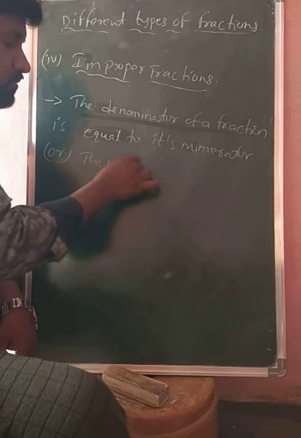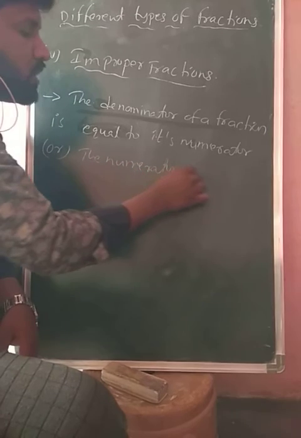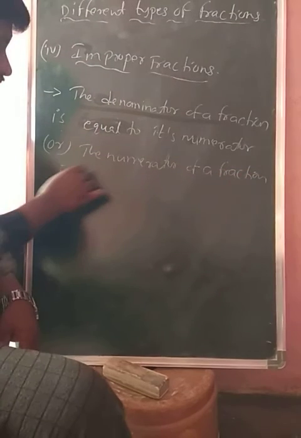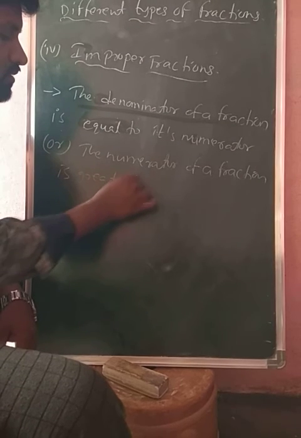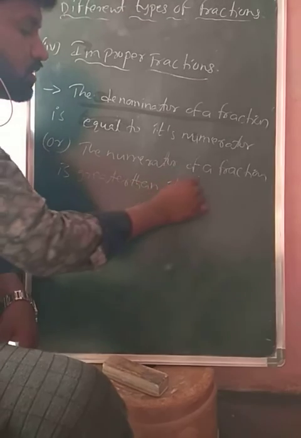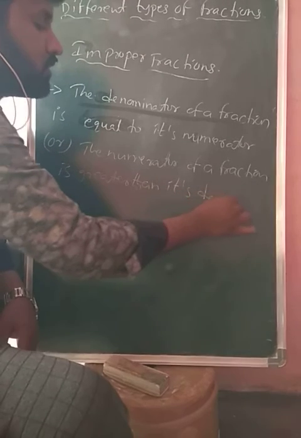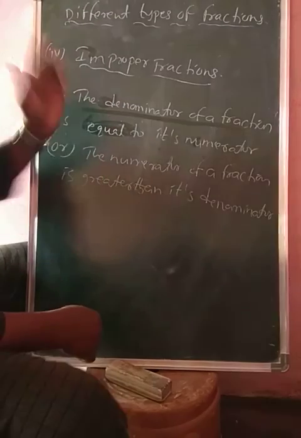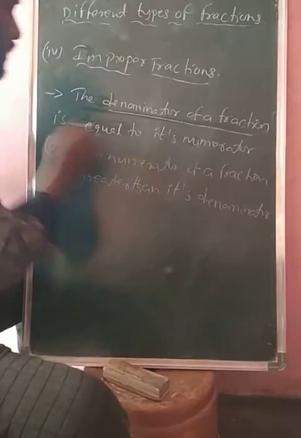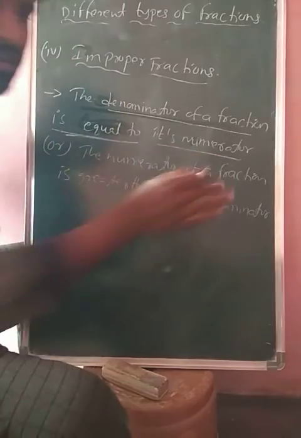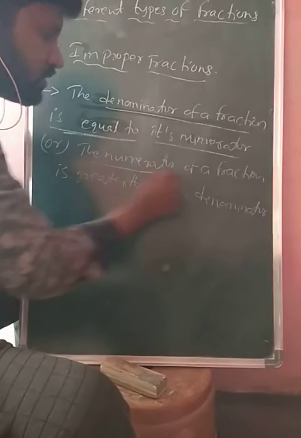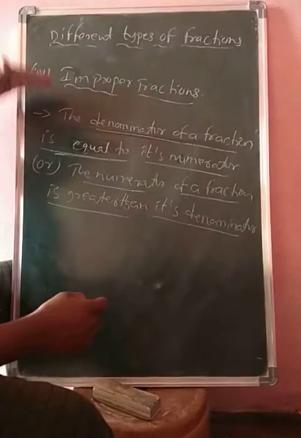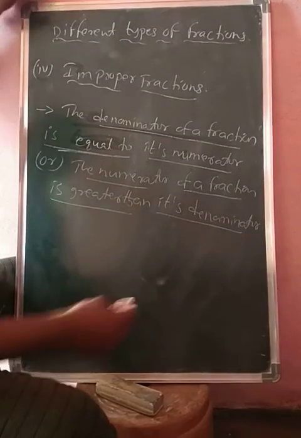or the numerator of a fraction is greater than its denominator. Okay? What is the condition? The first one is the denominator of a fraction is equal to its numerator, or the numerator of a fraction is greater than its denominator. That is an improper fraction. See now examples.